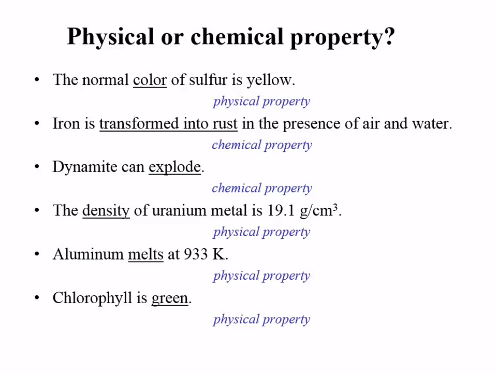Why is the fact that dynamite can explode a chemical property? What sort of chemical reaction are we doing there? Combustion, yeah. You use it up, it's all spent. Not everything will explode, but it's a property of dynamite. Density is a physical property. The temperature at which something melts is always physical, and again, color is physical.